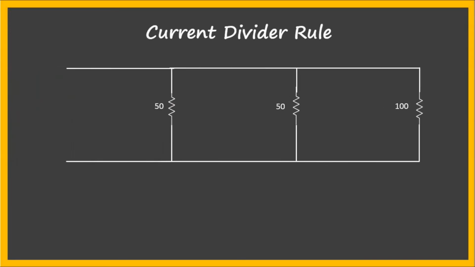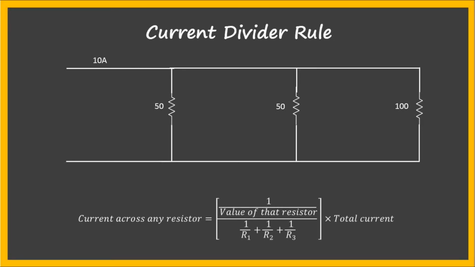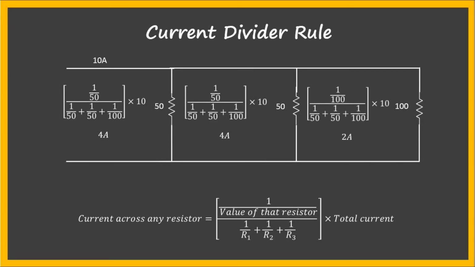Let's now add one more resistor. The current coming into the network is the same, which is 10 ampere. The formula for more than two resistors is different. The formula for this case is displayed on screen here. Let's have a look at the calculation to have a better understanding. Across 50 ohms, after writing the required values, it yields 4 amperes of current. You can also measure the current across the other two resistors using the same formula.